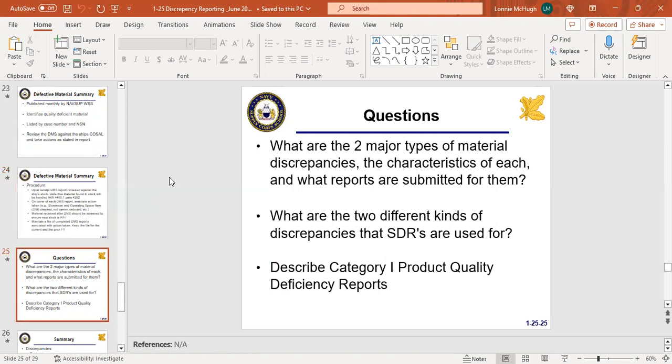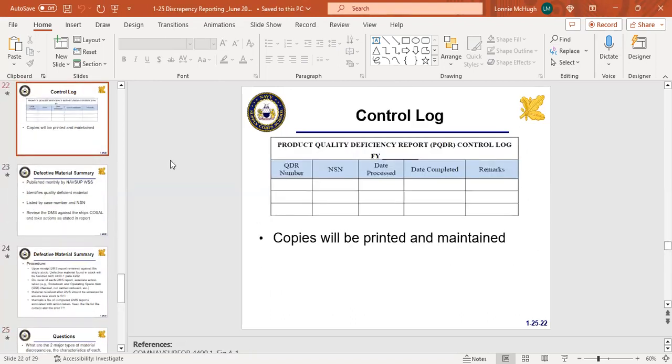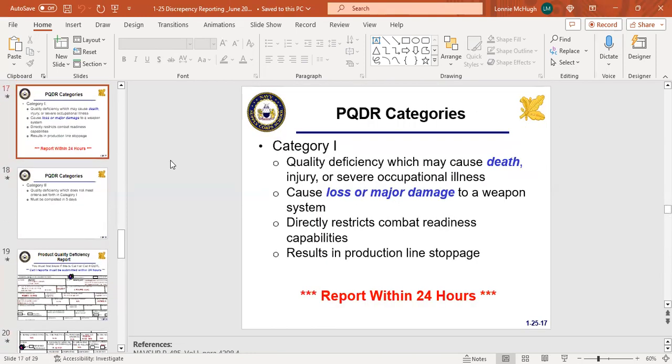All right, what are the two major types of material discrepancies? SDR and QDR. And then what are the two different kinds of SDRs? Packaging and shipping. That is correct. And then describe category one product quality deficiency reports, QDR. Quality deficiency, which may cause death, injury, or severe occupational illness, or cause loss or major damage to a weapon system. Absolutely.